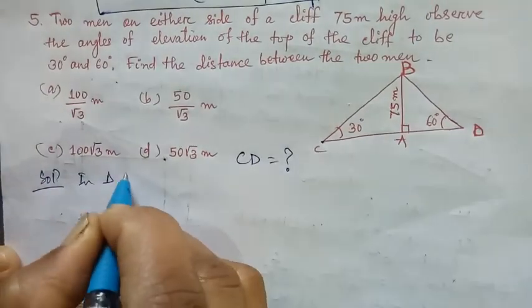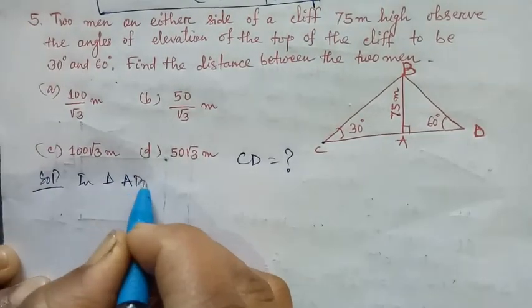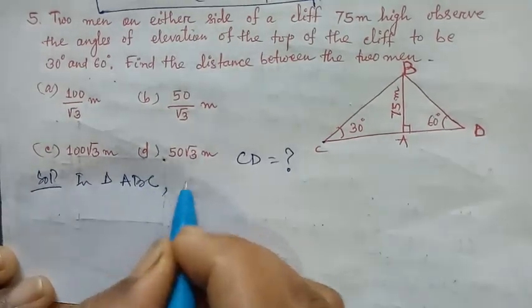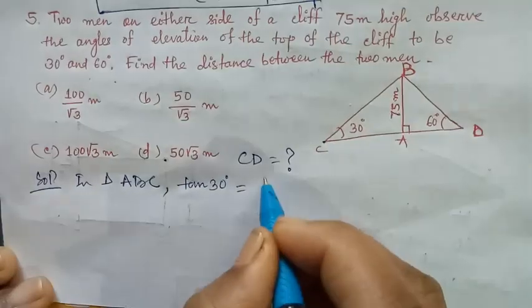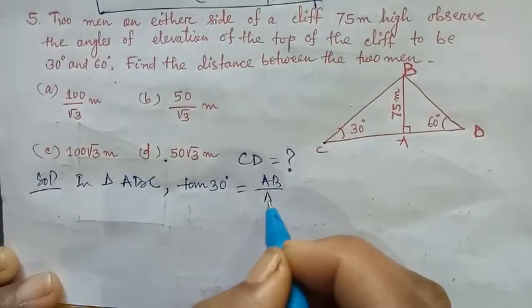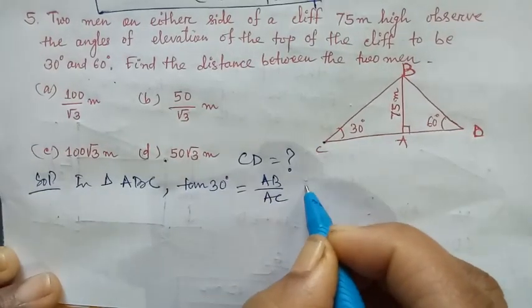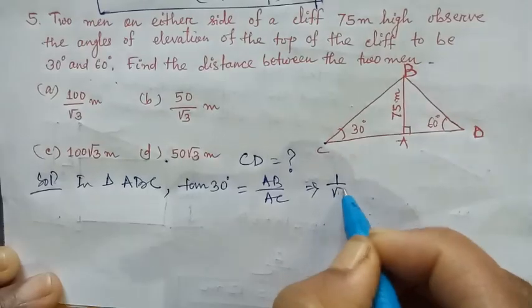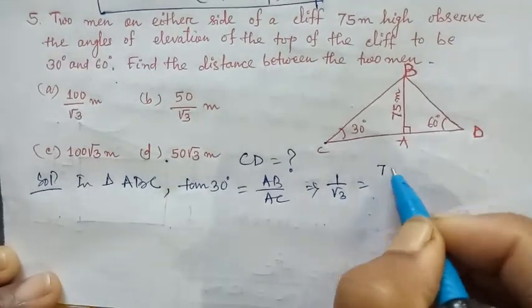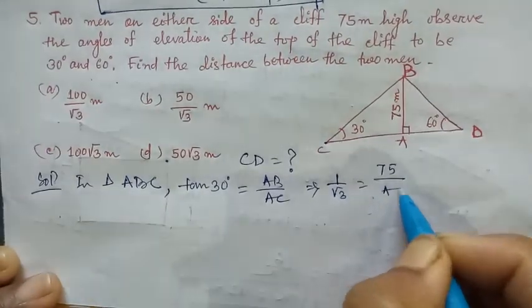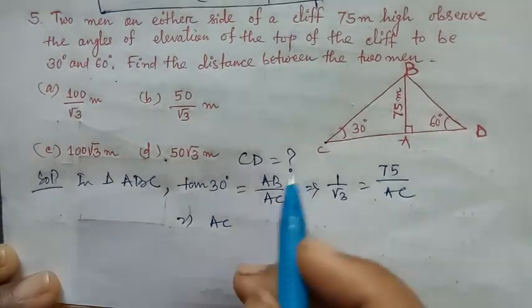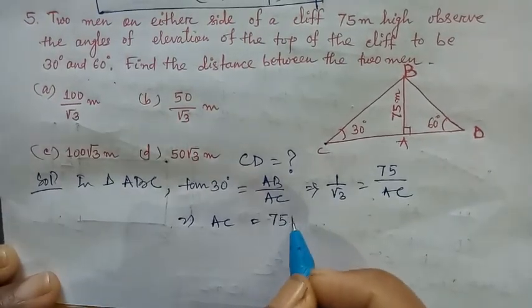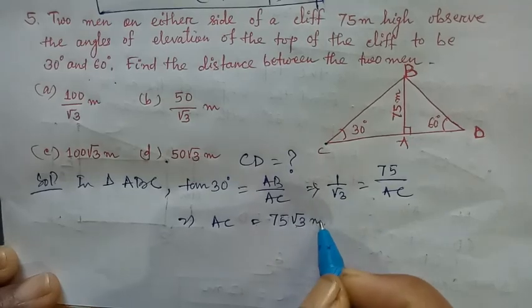In triangle ABC, tan 30 is how much? AB upon AC, or tan 30 is how much? 1 upon root 3 is equal to AB, which is given as 75, upon AC. So AC is how much? 75 root 3 meter.